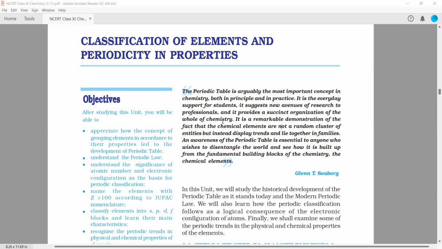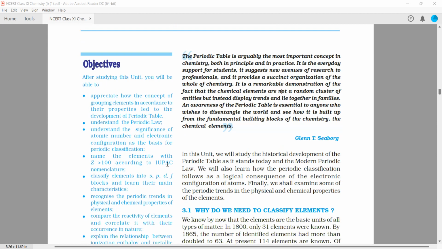So let us start. What are the objectives of this chapter? After this study, you will appreciate how the concept of grouping elements in accordance with their properties led to the development of the periodic table. We already know that the periodic table is grouped in such a way that elements have similar properties, and we will understand the periodic law, which law it is based on, and the significance of atomic number and electronic configuration in the periodic classification.